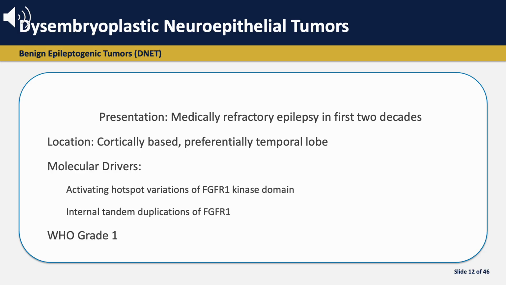Dysembryoplastic neuroepithelial tumors are another type of benign epileptogenic tumor that present in the first 2 decades with medically refractory epilepsy. Tumors are usually cortically based and arise preferentially within the temporal lobe. Activating hotspot variations or internal tandem duplications of the kinase domain of FGFR1 are most common in dysembryoplastic neuroepithelial tumors.